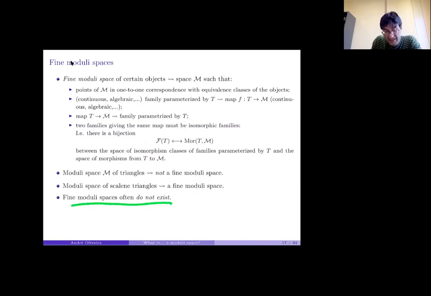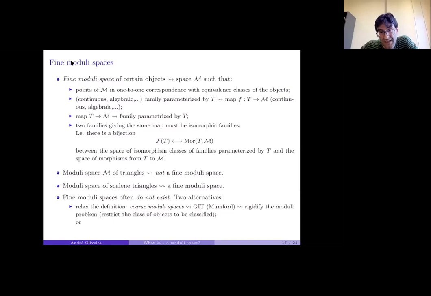So in general, fine moduli spaces do not exist. What mathematicians do is that they have two alternatives. They relax the definition and consider coarse moduli spaces, which, what I'm going to say now is not completely true, but you can think of it as just taking out this last condition, which was the one which failed for the moduli space of triangles. There are methods to construct these by GIT, geometric invariant theory, by Mumford. Or you can consider other types of objects which are called stacks. These are much more sophisticated objects. Actually, they are not geometric objects. Then you enter the world of categories, but they remember the symmetries that the objects carry. So I'm not going to enter into that.